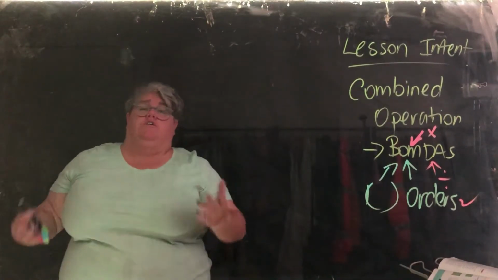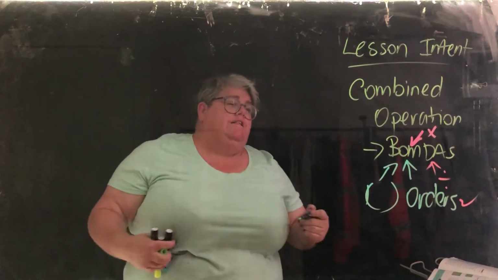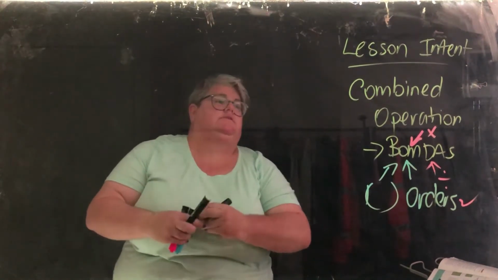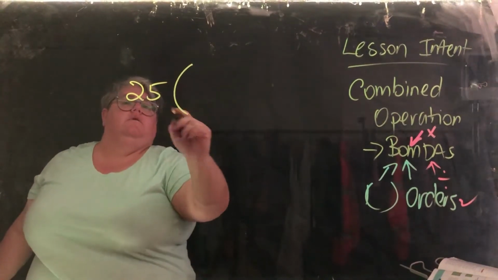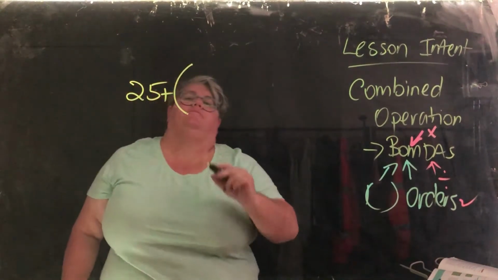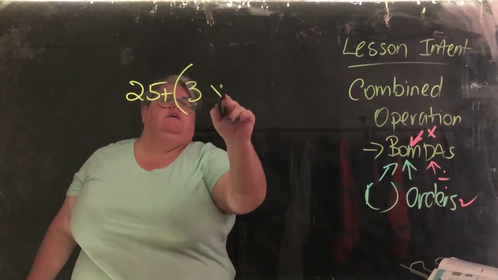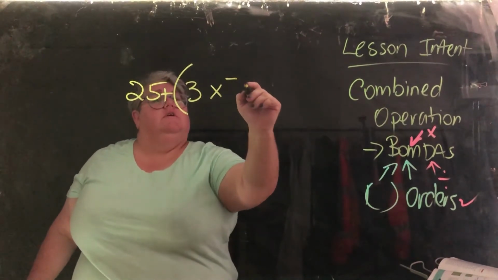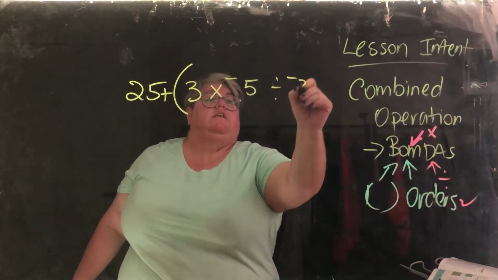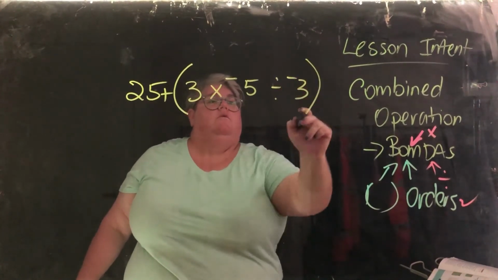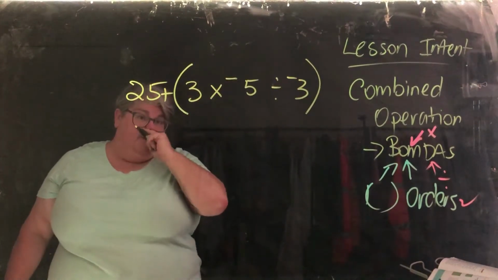Now I'd like you to have a go. So let's have a look at 25 plus 3 times -5 divided by -3. Have a go at that.